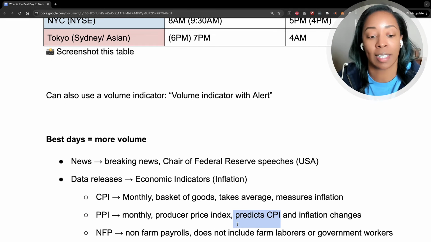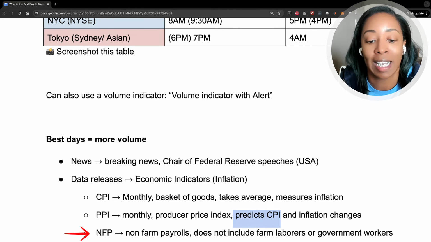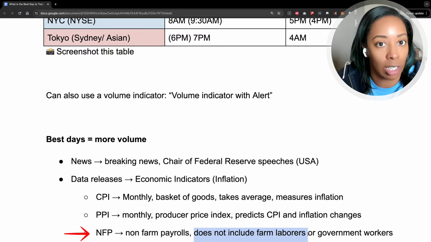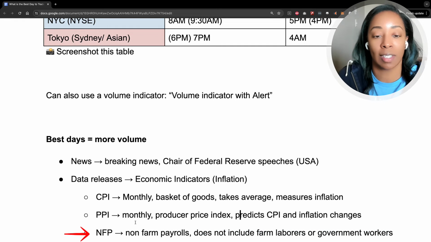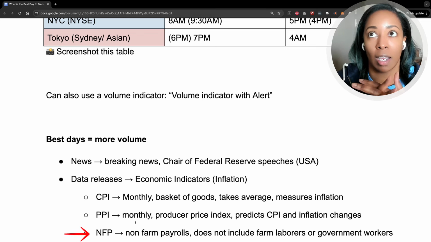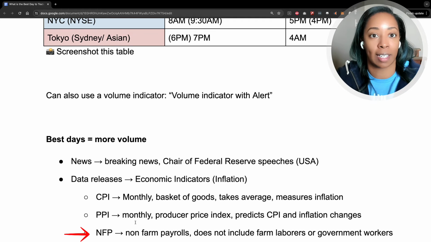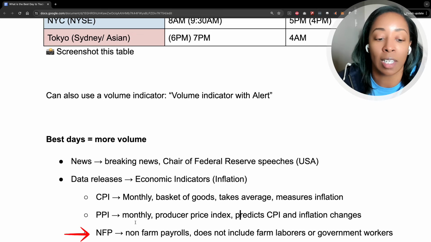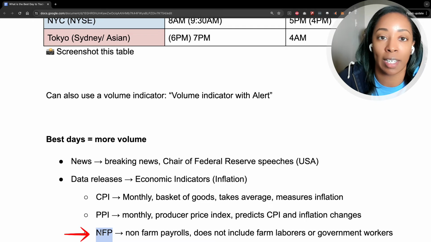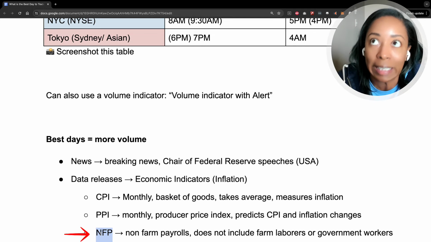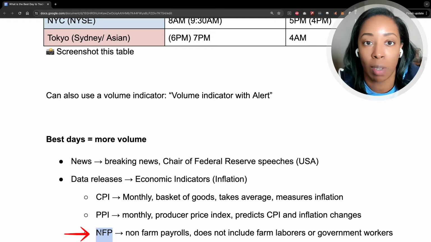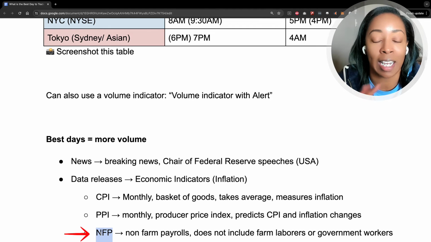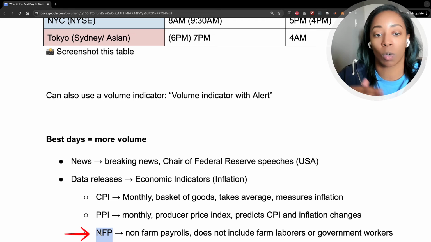The next thing is NFP, which is also known as non-farm payrolls. It does not include farm laborers, and it does not include government workers. So basically, this is just a measure of the pay that people are getting in these other roles. There's a whole bunch of calculations that go into it, but basically this NFP metric is produced every single month. It releases the first Friday of each month. So that is something that could really move pretty much all markets, from what I've seen, in one way or the other. And this is going to be high volume time.